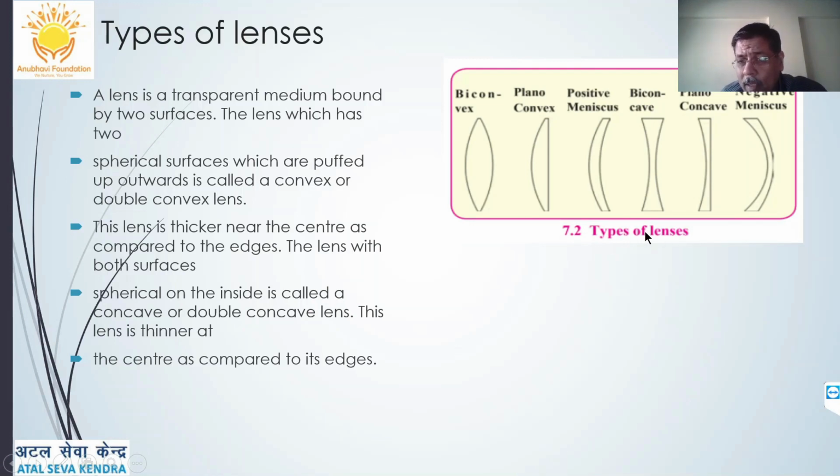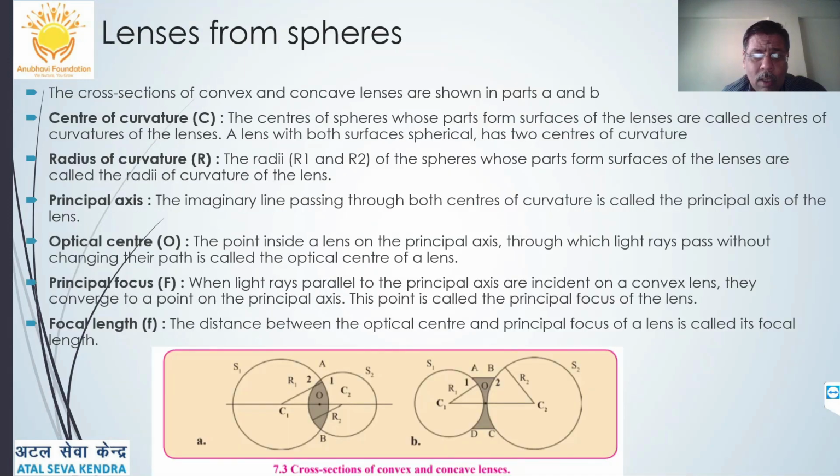You have different types of lenses here. We have convex lenses, three types of convex lenses and three types of concave lenses for your reference, and they do come for the exams for drawing also the figures. Okay, so lenses from spheres. So how are the lenses prepared? Actually, whether it is a convex lens or a concave lens, they are always prepared from two spheres.